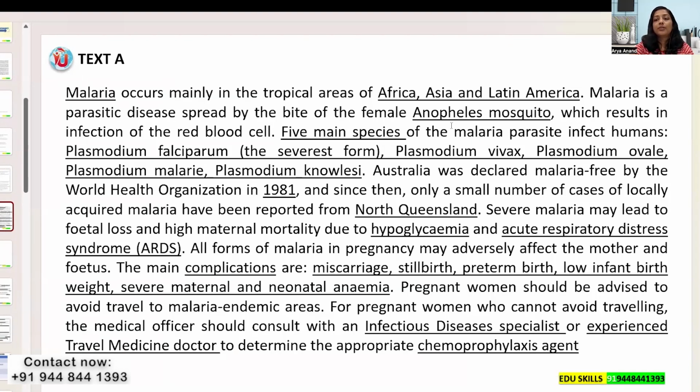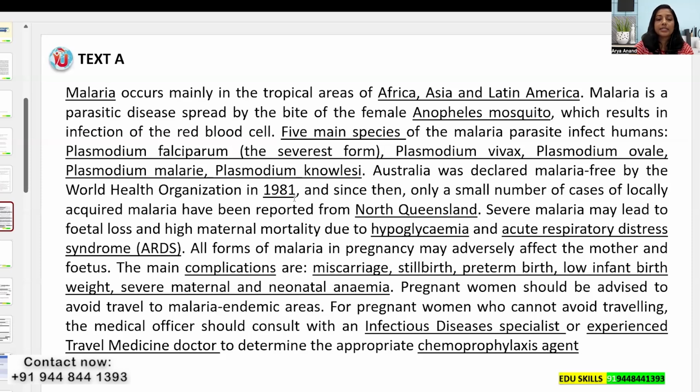Okay, when you skim, these are the things you need to underline. Malaria, it's the name of a disease, right? Then Africa, Asia, Latin America, names of countries, right? So that you can underline whatever you are seeing when you skim. So Anopheles mosquito, it's the name of a mosquito. Then main species, 5 main species, it's a number. Then the names of the species, malaria parasite, they have mentioned, that you can just underline.